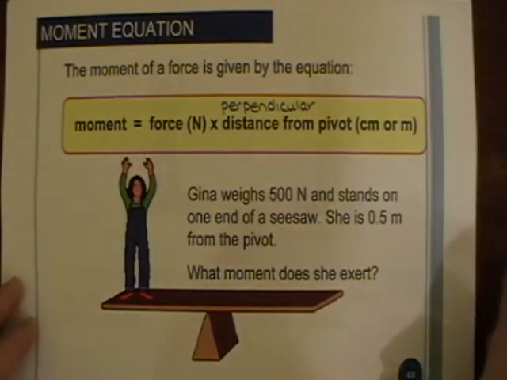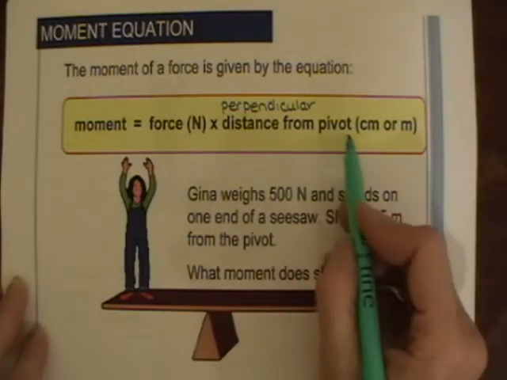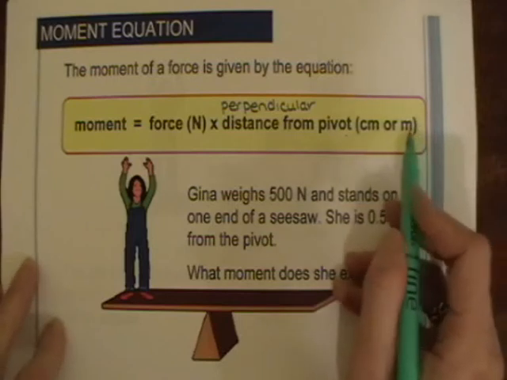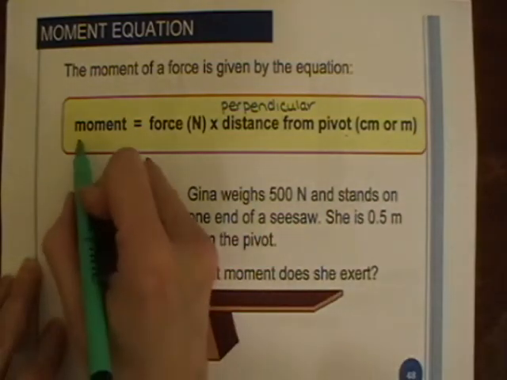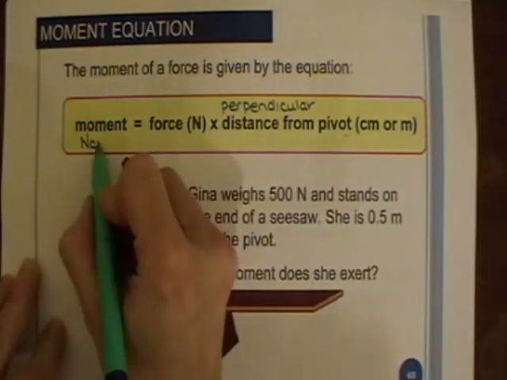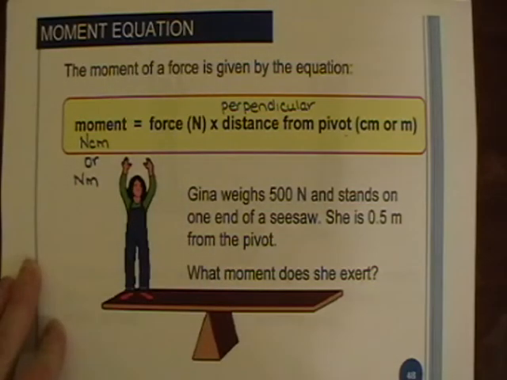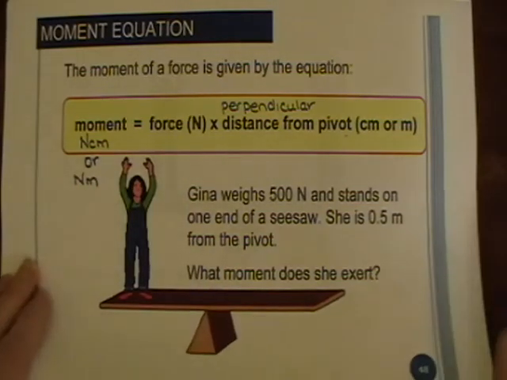So moment is equal to force times perpendicular distance from the pivot. The force is measured in newtons. The perpendicular distance could be centimetres or metres. And so our moment could be measured in, depending on what you measure your length in, newton centimetres, or newton metres. We shorten that too. So there's a question here.